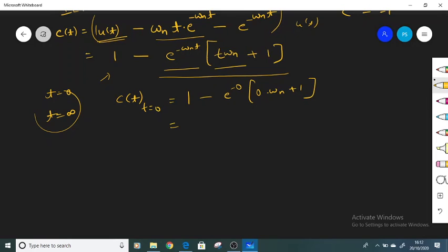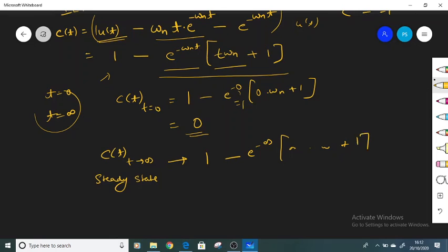So 1 minus e to the power 0, this is going to be 1 multiplied by 1. So it's going to be 0. At t equal to 0, the value of c(t) is going to be 0. The value of c(t) at t tending to infinity, that means when the system is going to achieve steady state, this is going to be 1 minus e to the power minus infinity multiplied by this infinity into omega n plus 1. So this complete term will reduce to 0, and hence c(t), when t tends to infinity, is going to attain the value of 1.